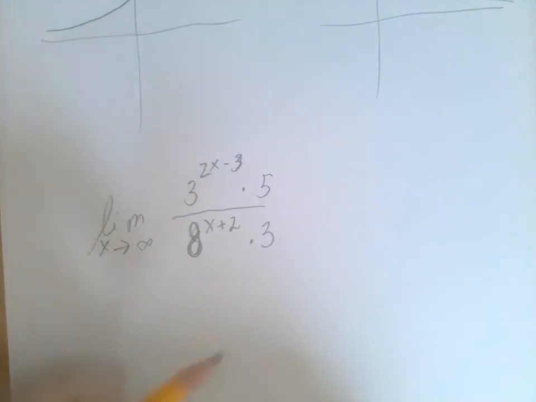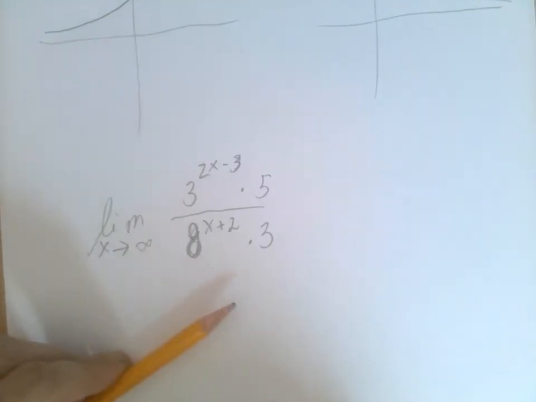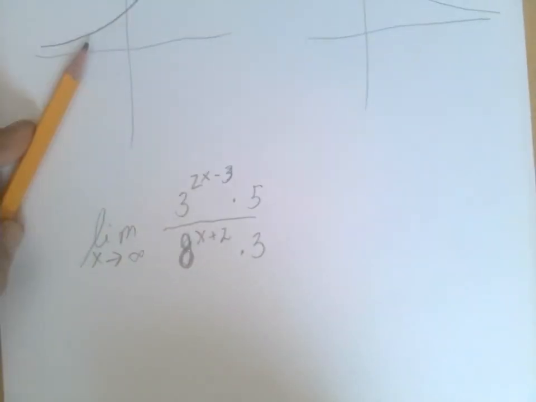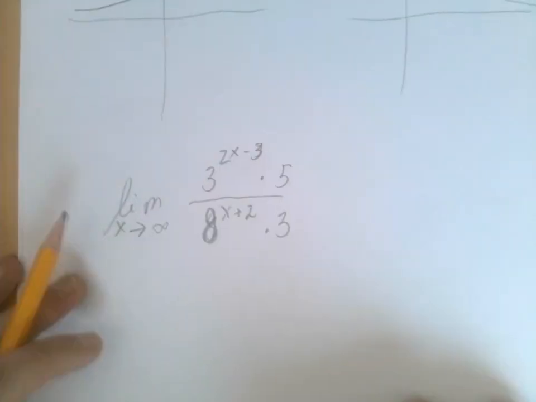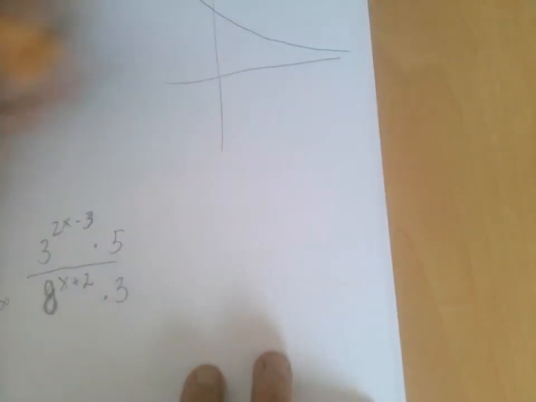And then we're going to have to ask ourselves two questions. Is the base bigger than 1, because then we're looking at this graph, or is the base less than 1, because then we're looking at this graph? And the other question is, which end, the left or the right? Let's work this out. Here is what we're going to do.